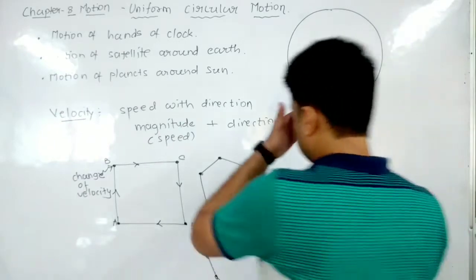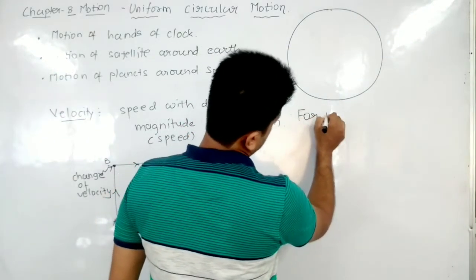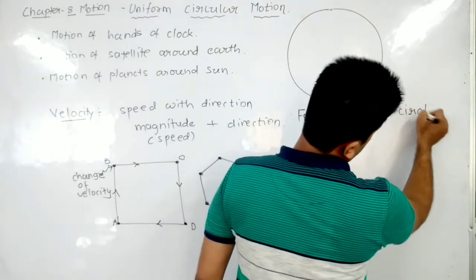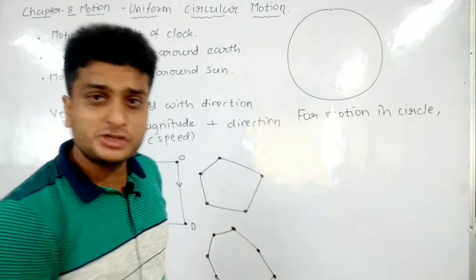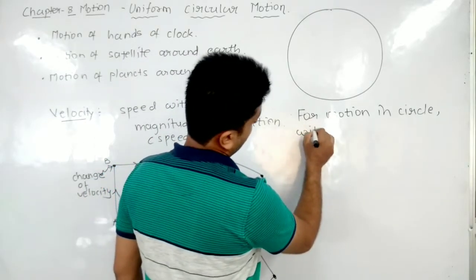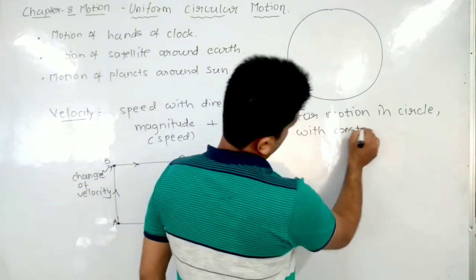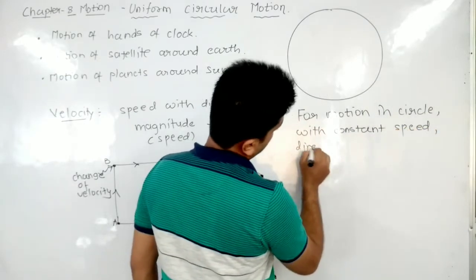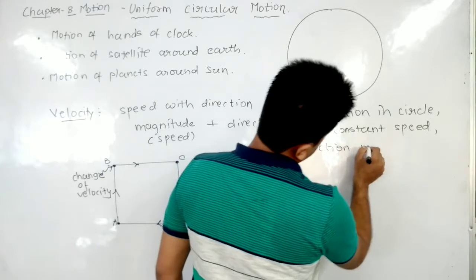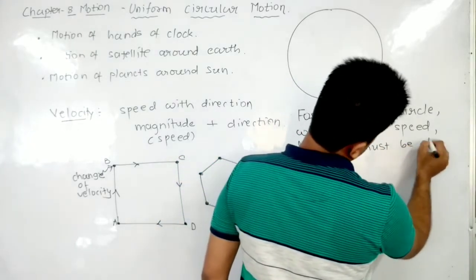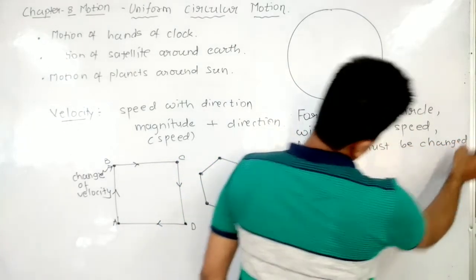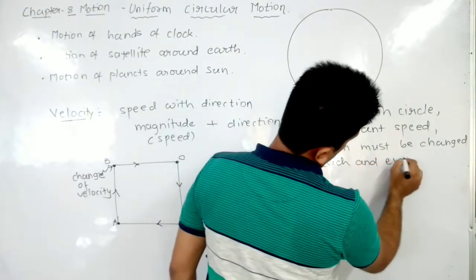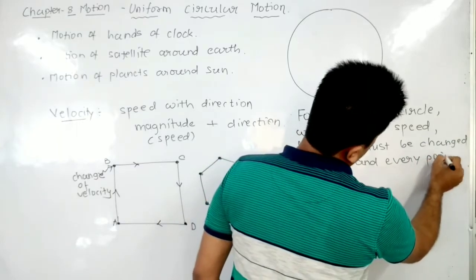So I will write here, for motion in a circle, see, we are not changing the speed. We will keep the magnitude same. So for motion in a circle with constant magnitude of speed, the direction must be changed at each and every point. Then only you will be able to travel on a circular path.